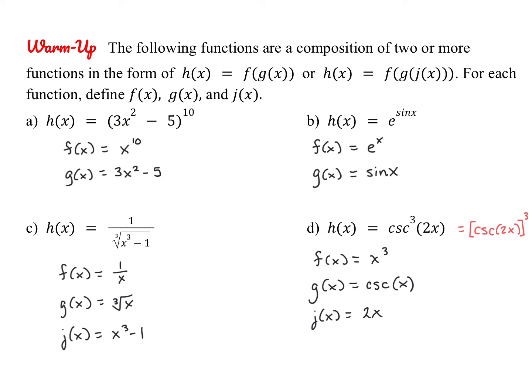For part B, our outer function, if you zoom out the most, would be e to the x, and then you could see that we're plugging in sine of x into that. So that would be g of x.